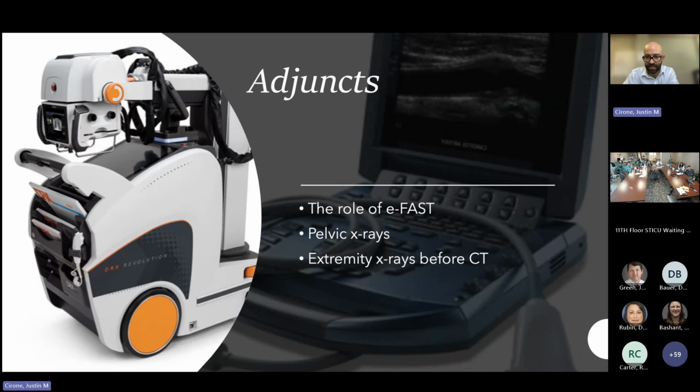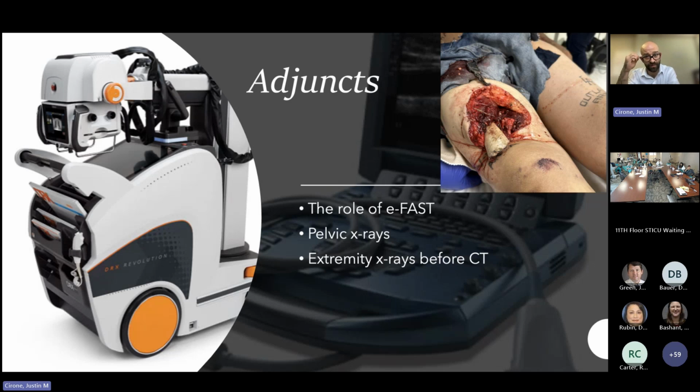Extremity x-rays before the CAT scan. This is a real example of a time when I saw an extremity x-ray being obtained to verify that this individual had a fracture. And I turned around and my jaw dropped. I was like, why are we wasting time with this? One, this guy's in a ridiculous amount of pain. But two, he has a fracture. I could see it. We didn't need an x-ray of it.